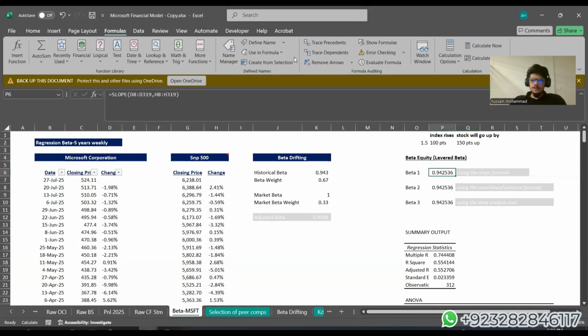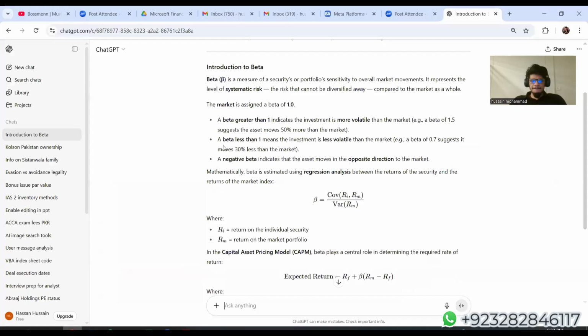A positive number indicates that it moves in the same direction as the index, and the number indicates the strength of that relationship, or the volatility, between the stock price and the index price. A beta less than 1 means the investment is less volatile than the market. A beta of 0.7 suggests it moves 30% less than the market. Again, if the index goes up by 100 points, the stock will only go up by 70 points. A negative beta indicates that the asset moves in the opposite direction to the market.